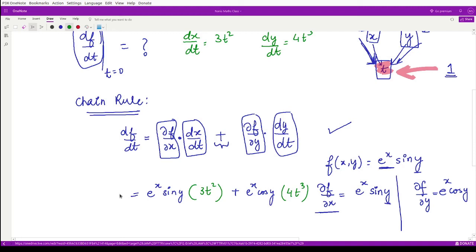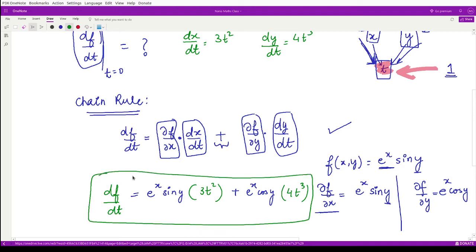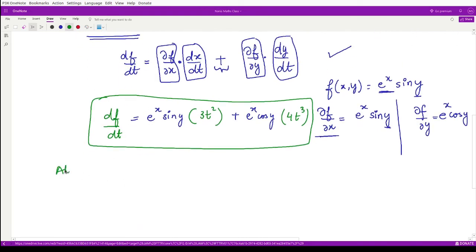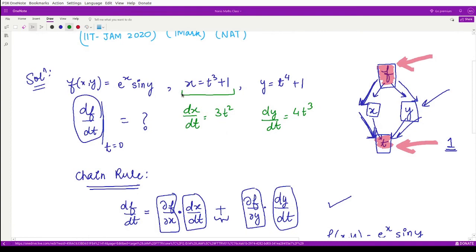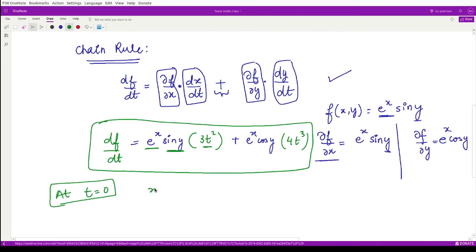Now the next task is to calculate this value of df upon dt at the point t is equal to 0. So here, if you look at these expressions, you also have x, you also have y, you also have t. Now the value of t is equal to 0 is okay, but what about x and y? So for x and y, we have this expression x is equal to t cube plus 1 and y is equal to t to the power 4 plus 1. So let's use these values. So we have x is equal to t to the power 3 plus 1, right?